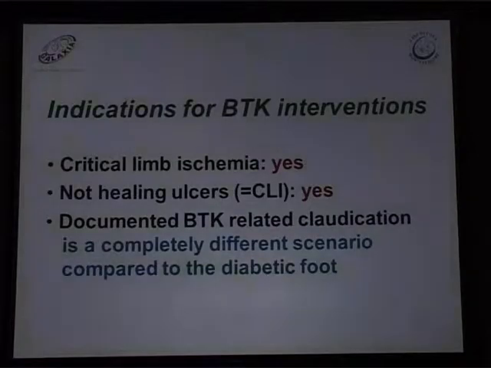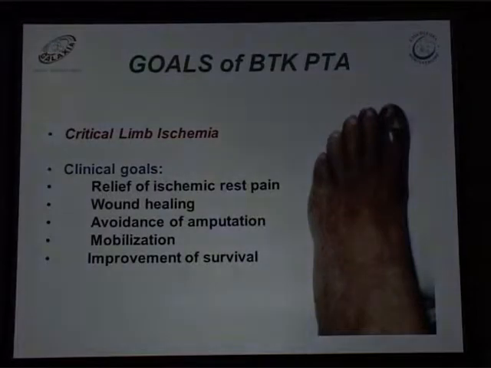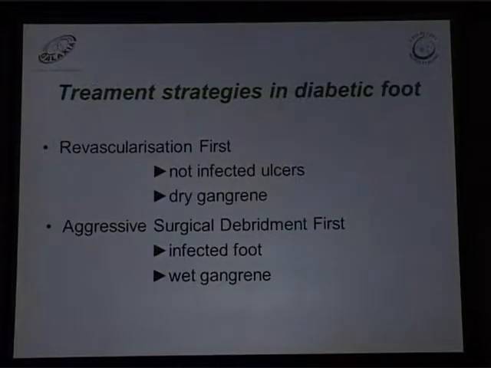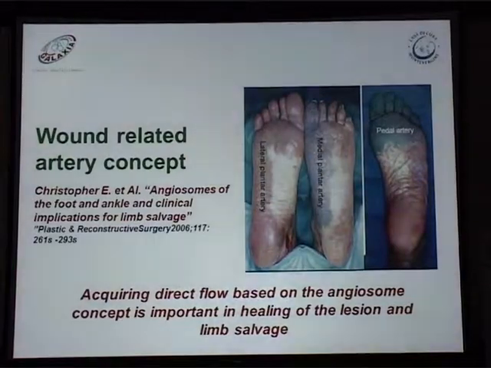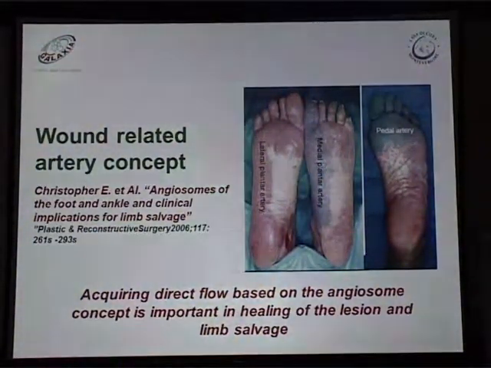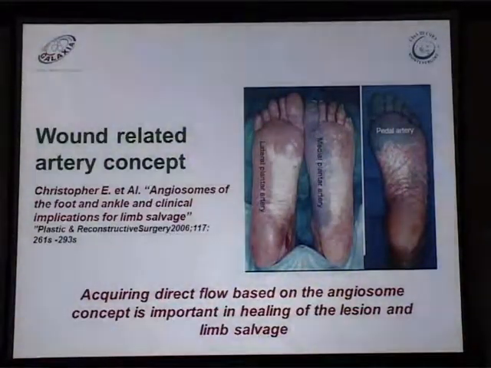Indications for endovascular interventions, as I told before: critical limb ischemia, non-healing ulcers. Lifestyle-limiting claudication is a completely different scenario compared to the direct foot. The goals of infrapopliteal angioplasty in critical limb ischemia are relief of ischemic rest pain, wound healing, avoidance of amputation, mobilization, and improvement of survival. Treatment strategy in the diabetic foot is revascularization first in non-infected ulcers and dry gangrene; aggressive surgical debridement first in infected foot and wet gangrene. The wound-related artery concept regarding angiosomes, acquiring direct flow based on the angiosome concept, is important in healing of the lesion and limb salvage.